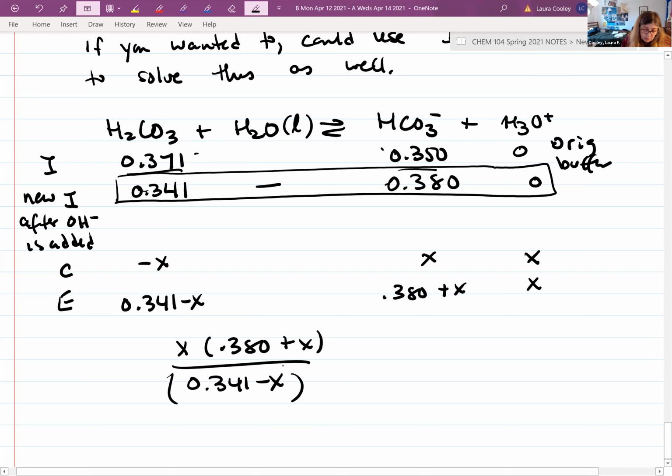Again, this is a buffer problem. We could ignore X without even having to justify it, and it's still equal to the same Ka, which is 4.3 times 10 to the negative 7th. So you could solve it this way if you wanted to. You would get the same answer for the value of the pH.